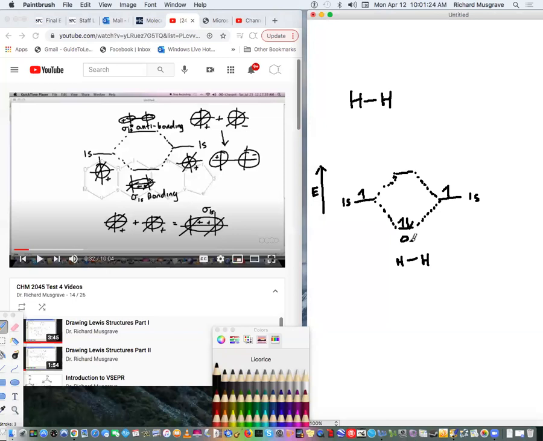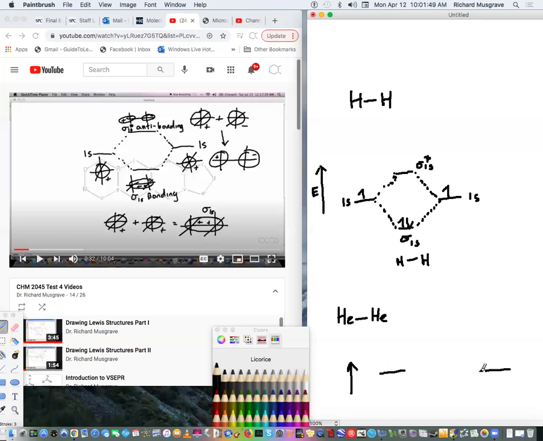This is called the sigma 1s star orbital. Give me a second here to kind of explain this, and hopefully you'll understand it once I show you what happens when we do helium. If we did helium, you know that helium and helium doesn't bond together. It's a noble gas. Well, you're going to see why that is here on the basis of the molecular orbitals.